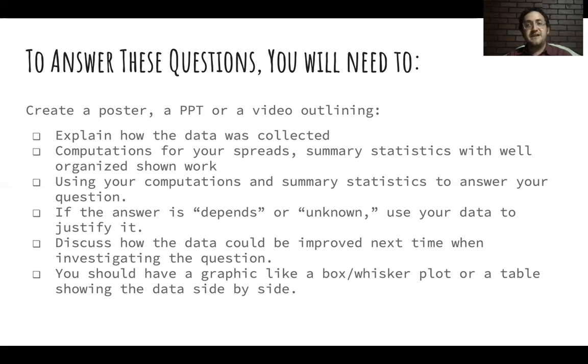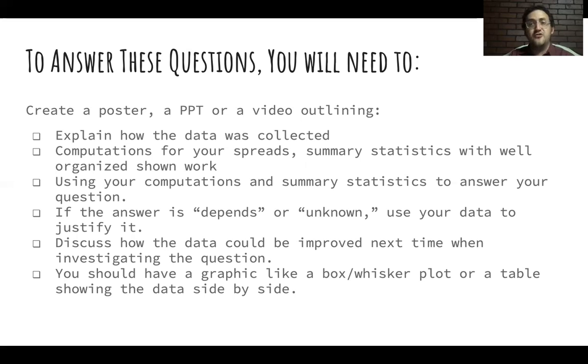Then you want to be showing me some of your computations for your spreads and things like the central tendency measures too, like means, medians, and modes. And then use your computations and summary statistics to answer the question. So you could say, since the mean of this car company's acceleration is lower than the mean of this car company's acceleration, then maybe this car company has a faster acceleration. And if your answer is depends or unknown, make sure that you use your data to justify it.